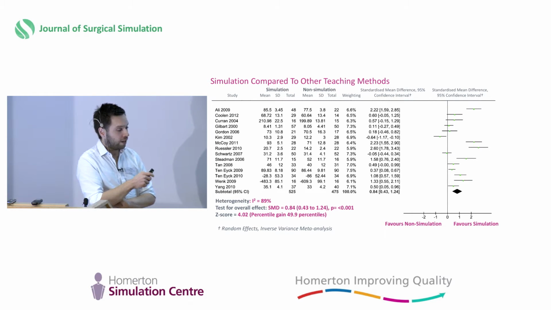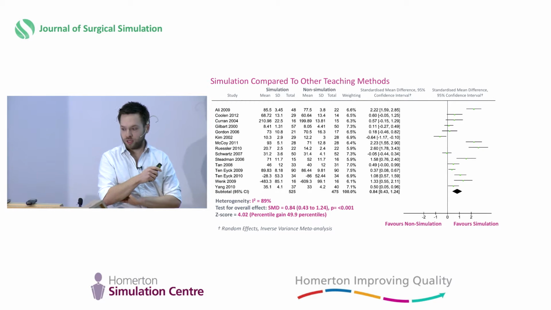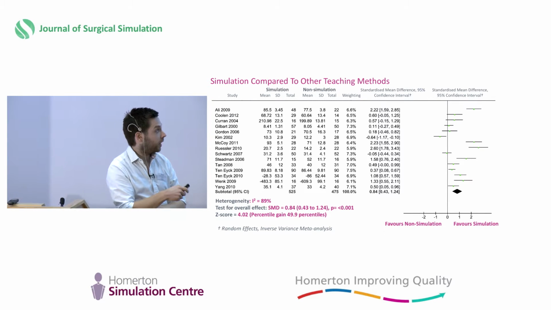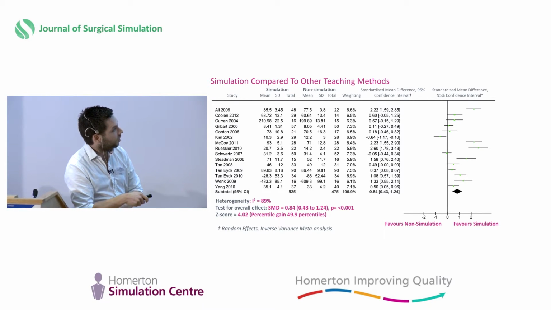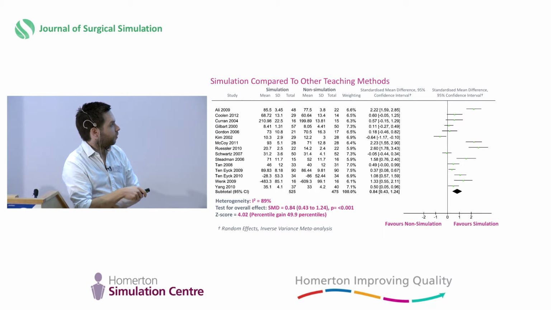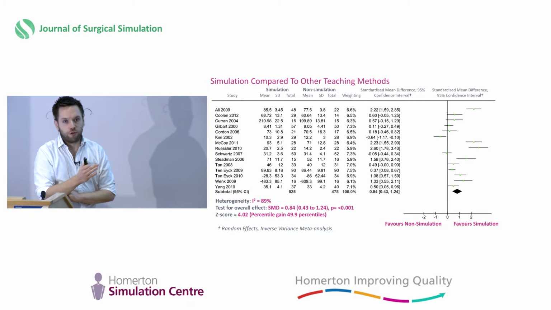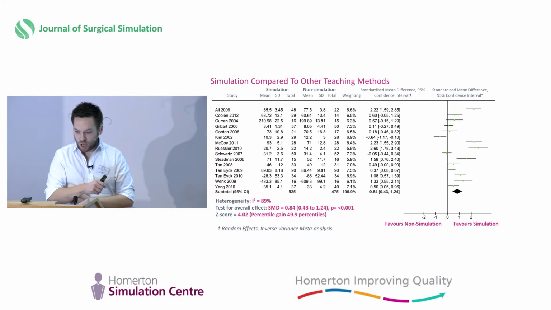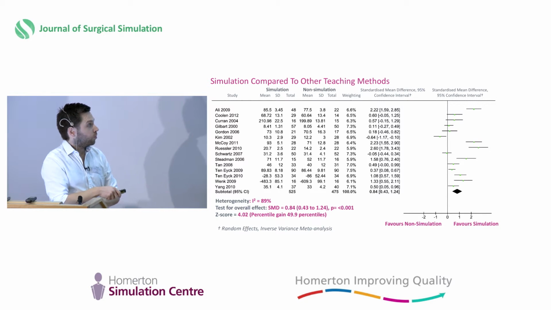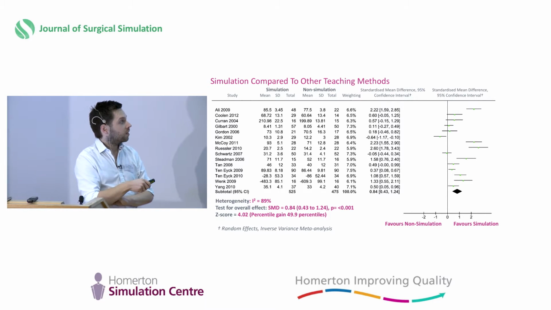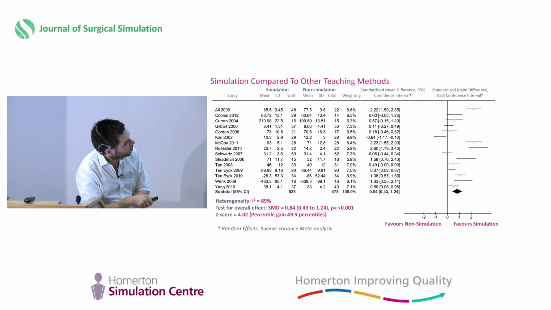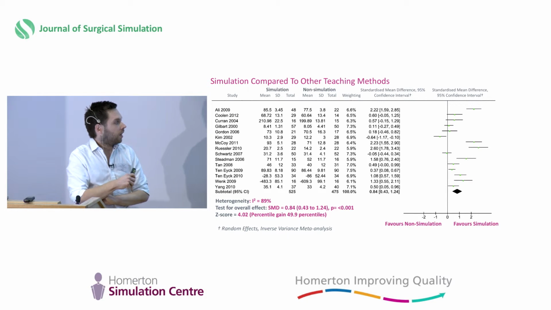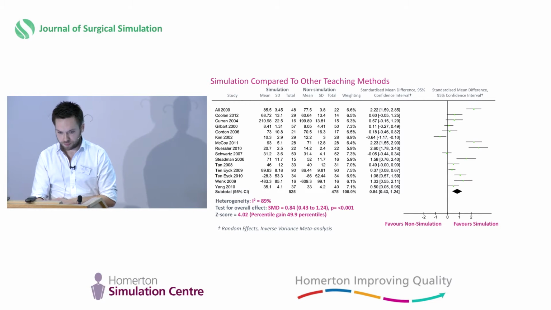Now the obvious flaw here is the inconsistency between the studies, and I think I've already mentioned that. You see how spread out the studies are on the forest plot, so we're unable really to explain that. I'm going to go through some of the things that we did to try and explain why that is. But on the plus side, the vast majority of the studies showed a positive effect. There were only, I think, 2 studies that had a negative effect. Well, I'll go through that in a minute.